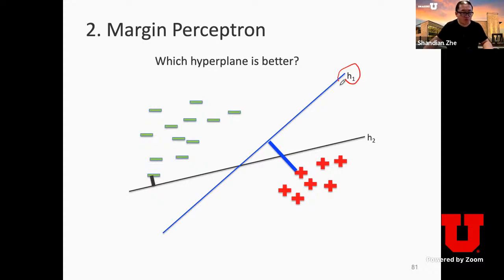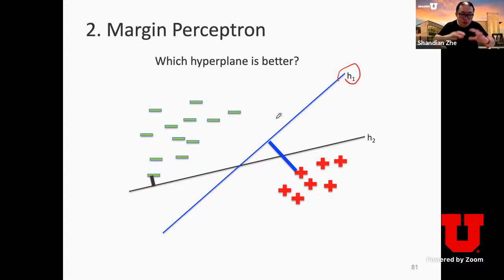But here I want to explain in a more intuitive way, so that everybody can feel okay, it should be better. So why should we choose H1 rather than H2?